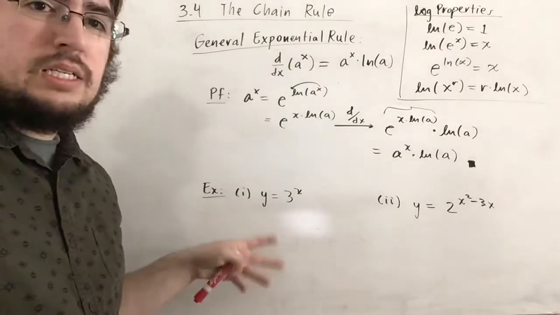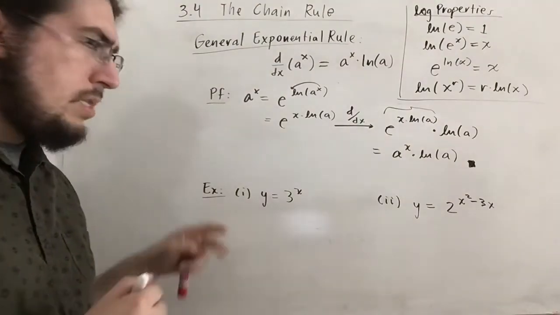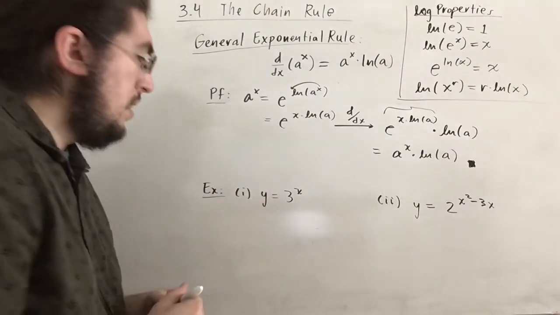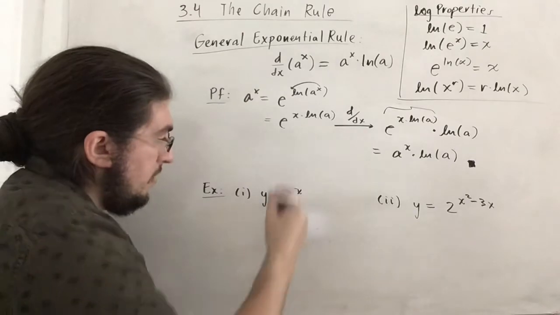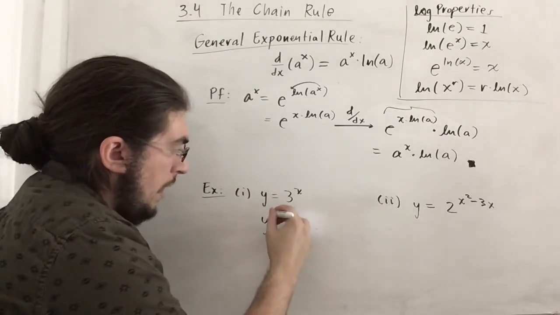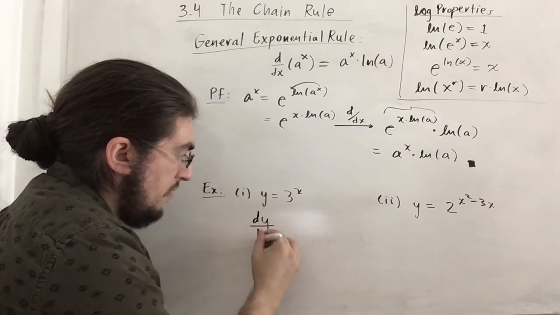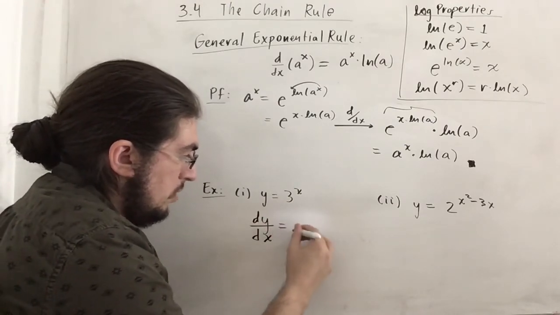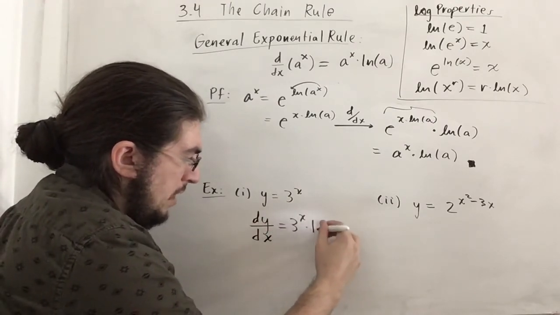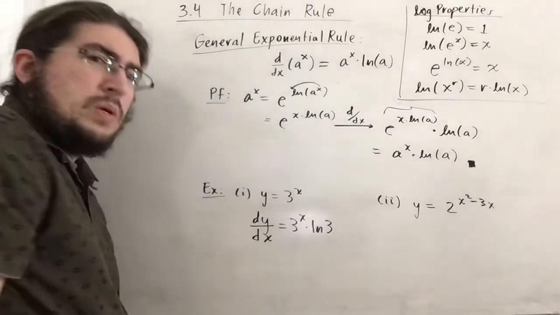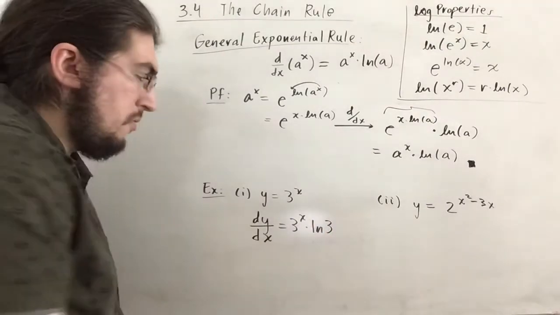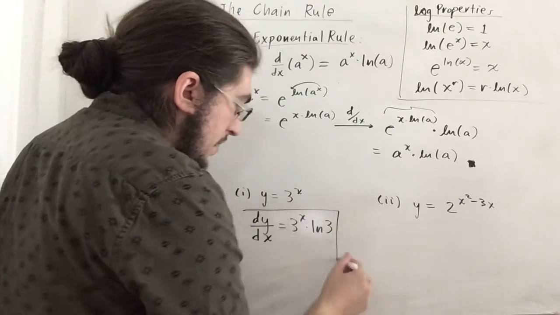So now let's move on to some examples. Here we want to find y prime. For the first one, we're just applying the rule we just found out. So y prime is equal to, in fact, let me use Leibniz notation, dy over dx is equal to itself times ln of the base. And sometimes we don't need to write parentheses, so I'm just writing ln of 3 to exercise that. But there it is.